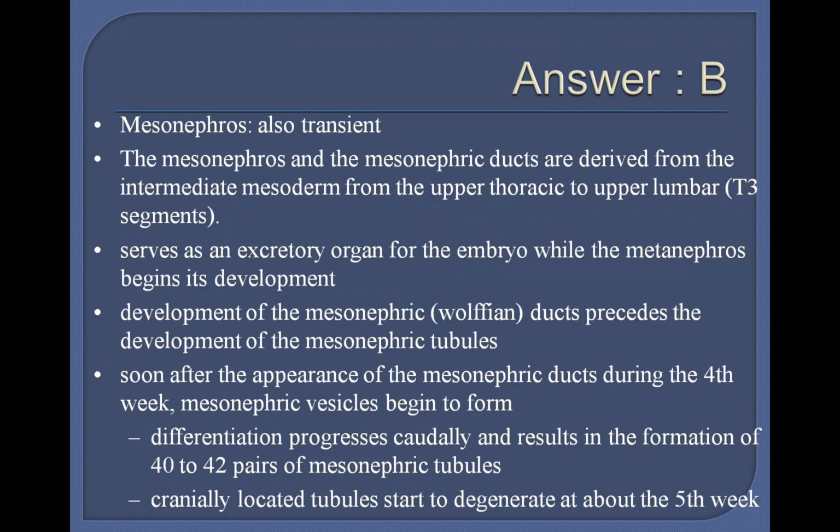So mesonephros is a transient organ once again. Both the mesonephros and the ducts are derived from the intermediate mesoderm from the upper thoracic to upper lumbar segments. It serves as an excretory organ for the embryo while the metanephros begins its development. Mesonephric ducts precede the development of the mesonephric tubules. After the appearance of the mesonephric ducts during the 4th week, so the 4th week is correct. Differentiation progresses craniocaudally and results in formation of 40 to 42 pairs of tubules. Cranially located tubules start to degenerate at about the 5th week.